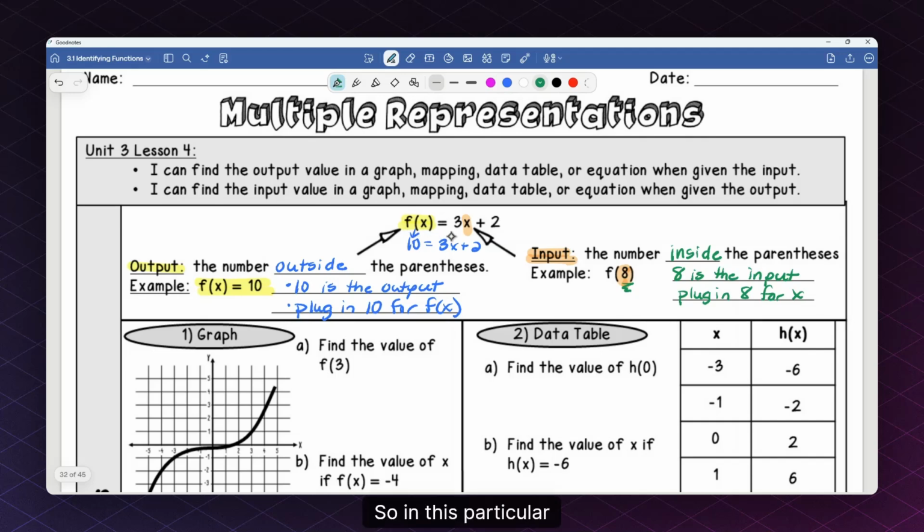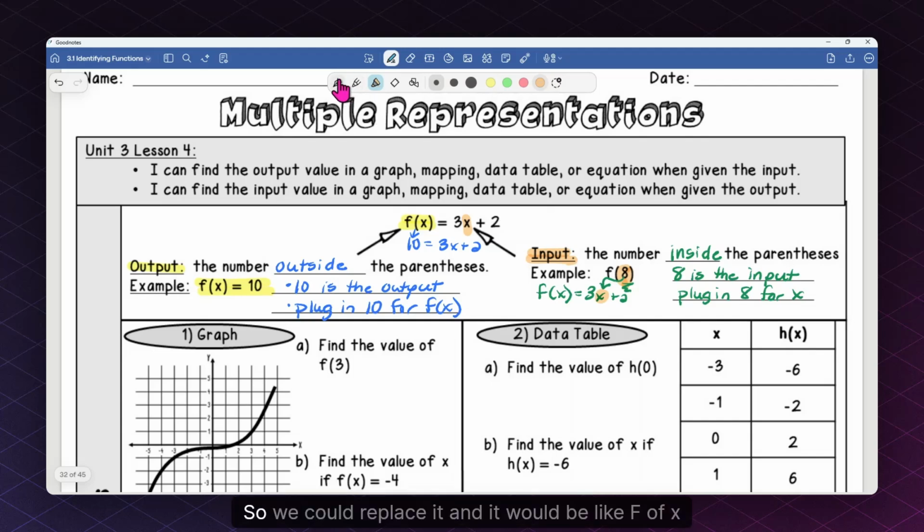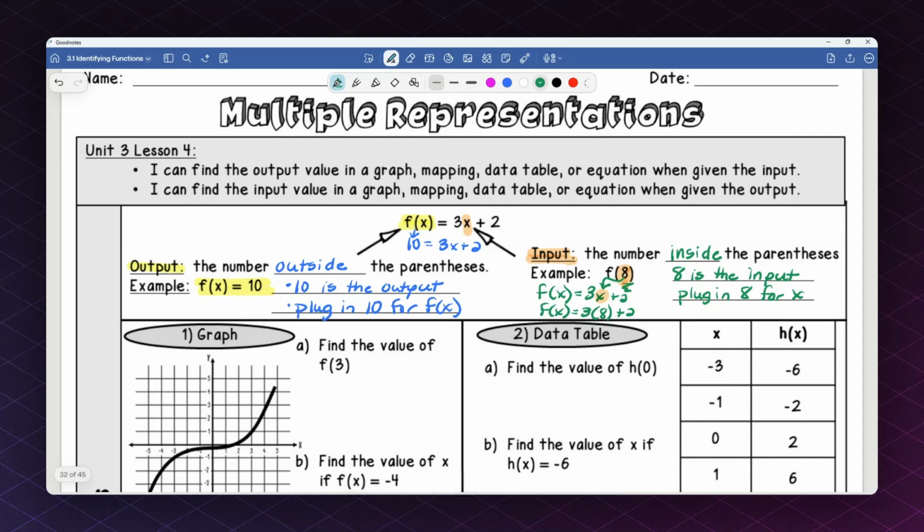In this particular function, if I wrote it again down here to give myself a little bit of room, I would plug in the 8 right here. That's where it would go, right in this spot. So we could replace it and it would be f of x equals 3 times 8 plus 2. That is the equation way of writing things, but what if you're given another representation?